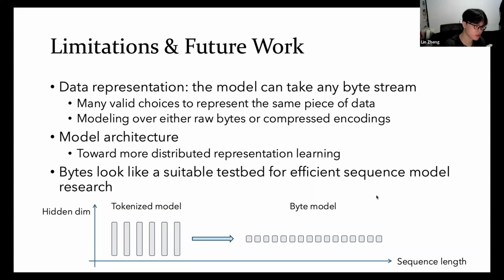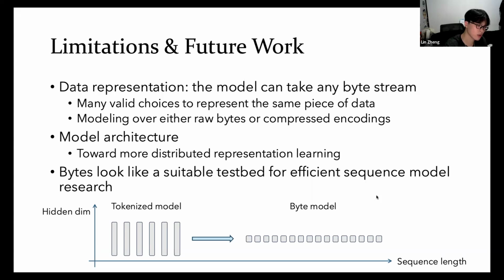The last piece of questions and future work includes appropriate data representation. Given that the model could take any bit streams it is given, a very interesting question is that there are many valid choices to represent the same piece of data. So the question is how we can choose the best encoding scheme for the same piece of data to improve either the efficiency or effectiveness of learning. For example, you can use compressed bits like gzipped input streams to do the modeling, which should probably be more efficient, but much less learnable because the gzip compression has compressed out most of the statistical patterns. So that's about data representation, especially in bit streams.